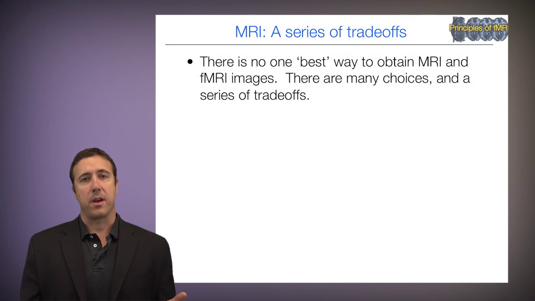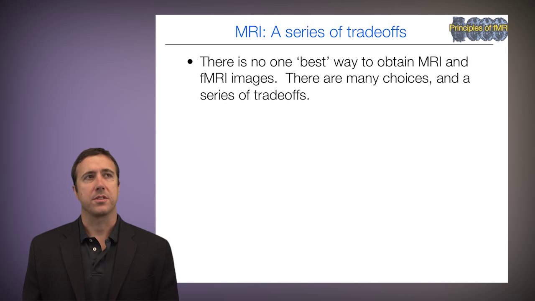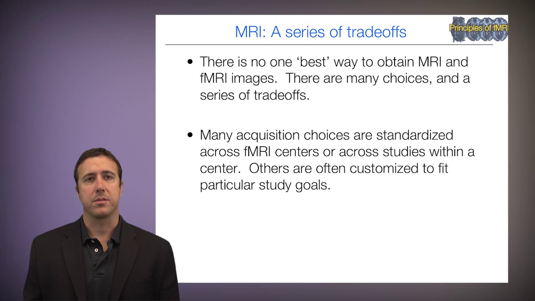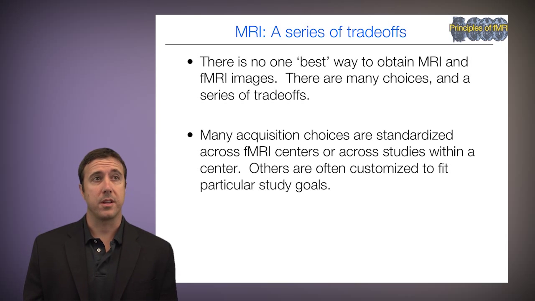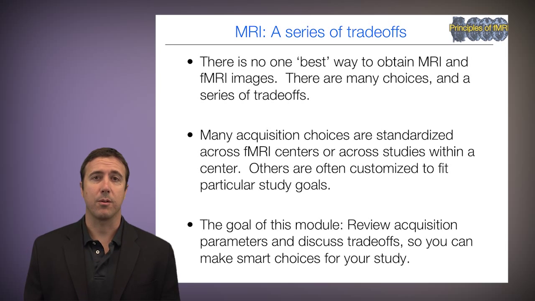Welcome back. In this module, we're going to talk about optimizing acquisition for your particular study goals. There's no one best way to obtain fMRI images. There's a sequence of trade-offs among different choices. Many acquisition choices are standardized across an fMRI center or across studies within a center, but others can be customized to fit your particular study goals.